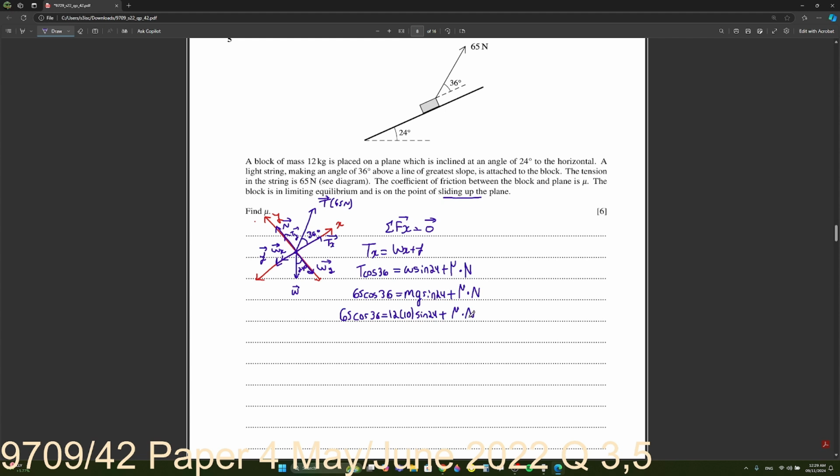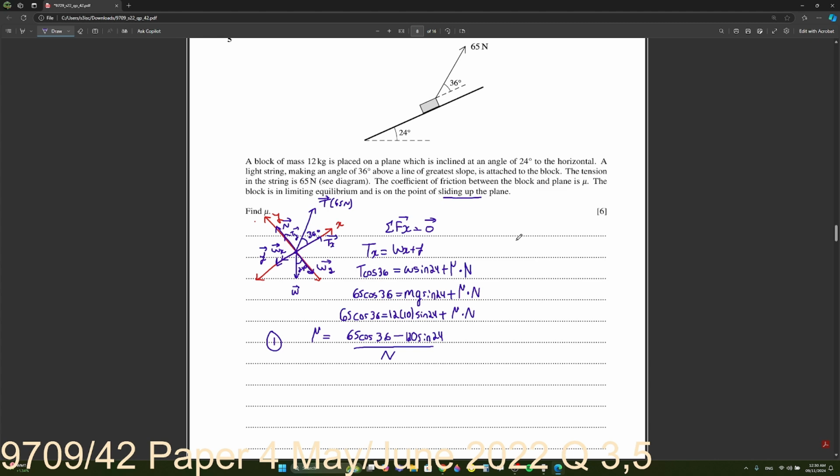Remember, we're trying to find an expression for mu. So, moving to the other side, you're going to get mu is equal to 65 cosine 36. We moved 12 times 10 sine 24 to the left, so we're going to be subtracting 12 times 10 sine 24. 12 times 10, I'm going to write as 120, so 120 sine 24. And we were multiplying by N, so now we're going to be dividing by N. So this is my expression for mu. We're going to call this equation 1.